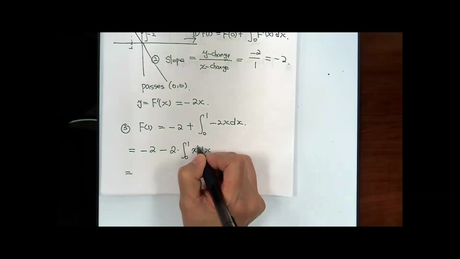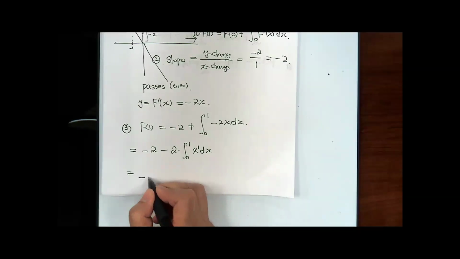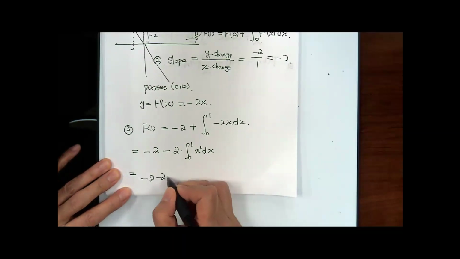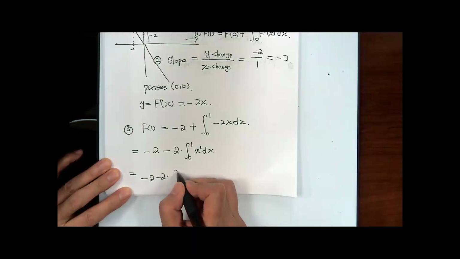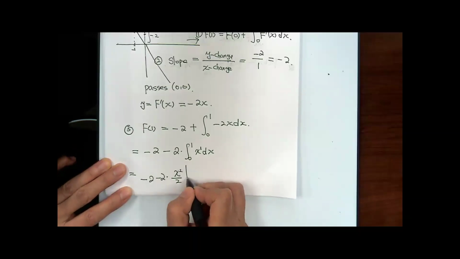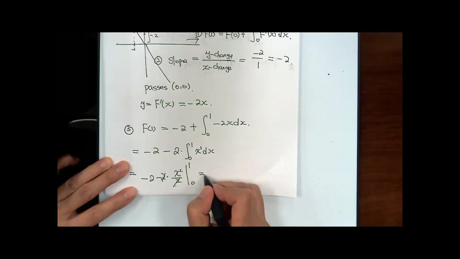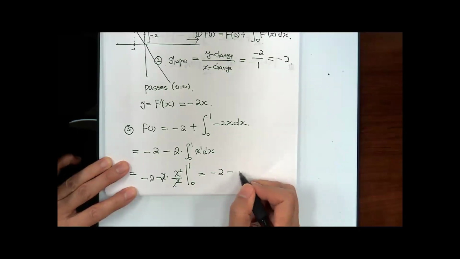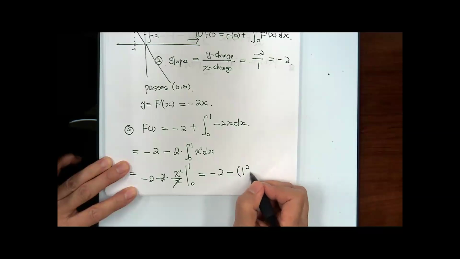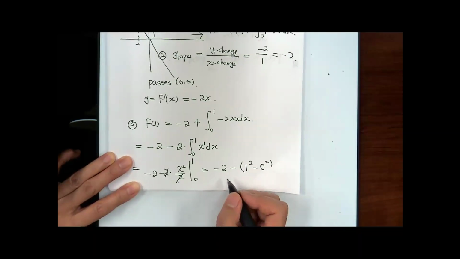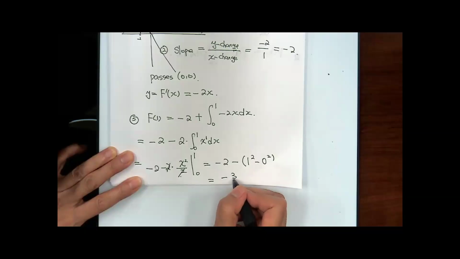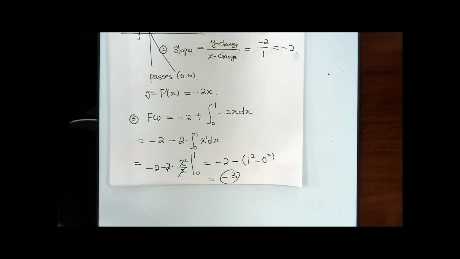So this is 1 power, right? So minus 2 times x squared over 2 from 0 to 1. So these two will cancel each other, and that is minus 2 minus 1 squared minus 0 squared, which is minus 3. Any question?